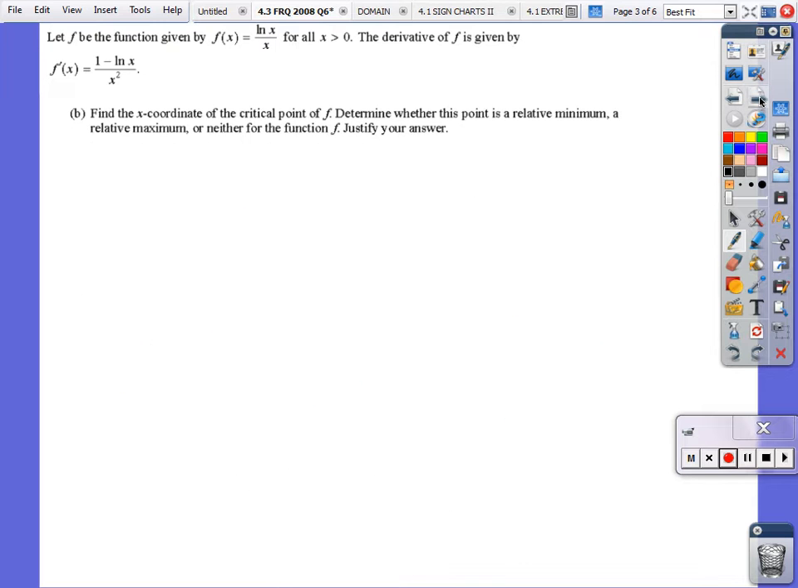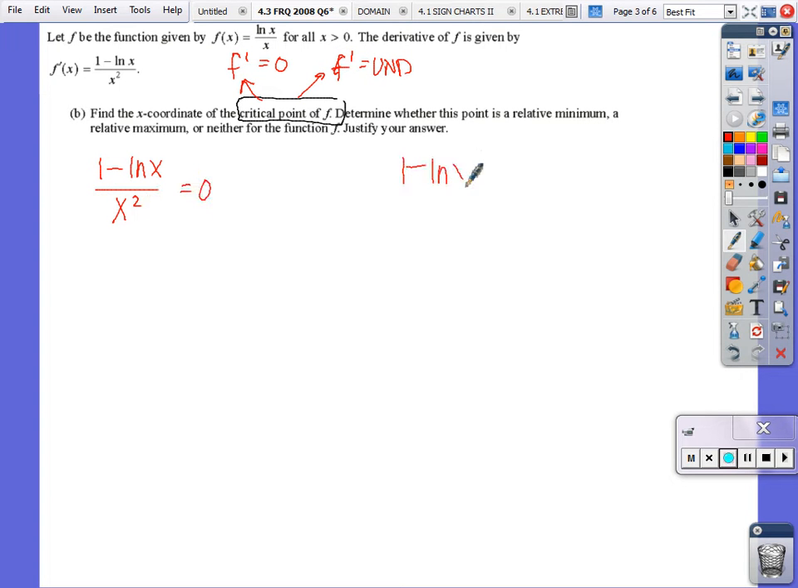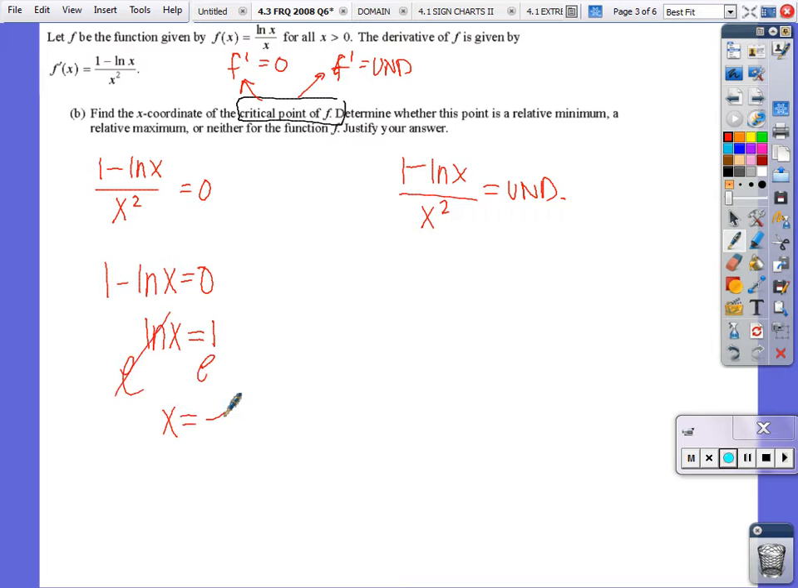Part B, find the x-coordinate of the critical point. So remember, the critical point definition is any time that the derivative is equal to 0 or the derivative is undefined. So we're going to take the derivative, set it equal to 0. We're going to take the derivative, set it equal to undefined. And in this case, I would solve the numerator equal to 0. I get that the ln of x is equal to 1. Take e to both sides, x is equal to e. On the right side, if I want this to be undefined, I would set the denominator equal to 0, and I get that x is equal to 0.